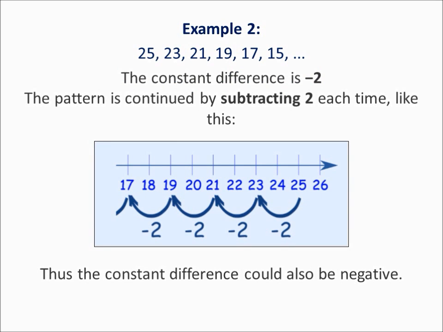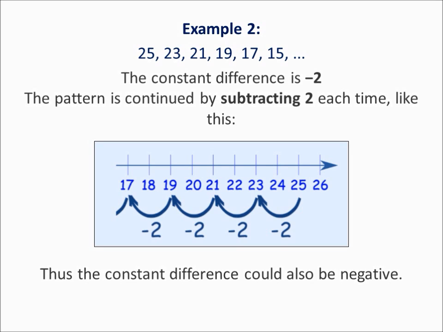The second example I've given you is the sequence 25, 23, 21, 19, 17, 15. The constant difference here is negative 2. The pattern is continued by subtracting 2 each time.